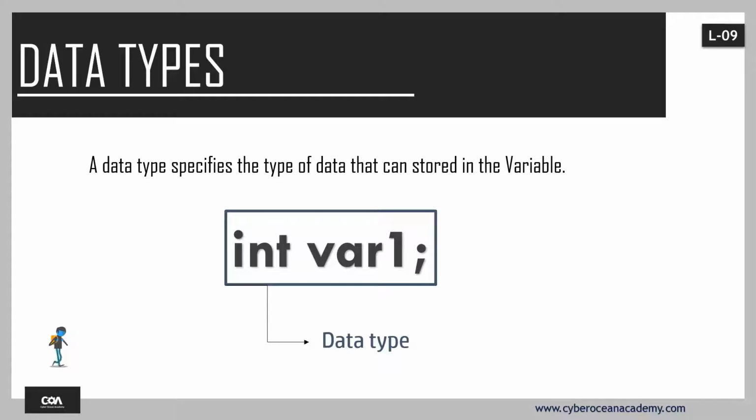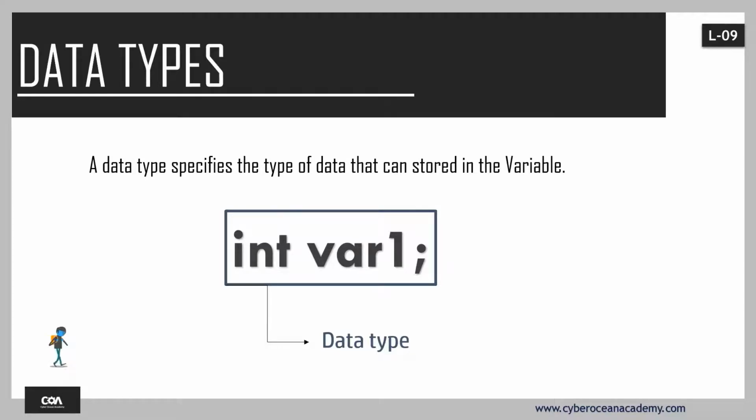So here there is a declaration int var1. Now you can see that int is a data type. With the help of this declaration, we can say that var1 can store integer data. Here int is a keyword which is used as a data type. Keywords are the reserved words. You cannot use a keyword as the name of a variable.